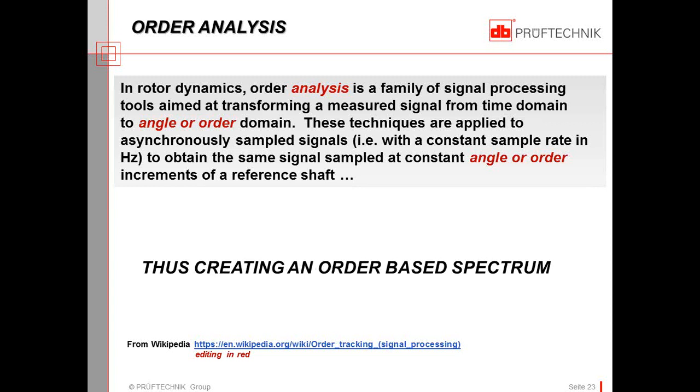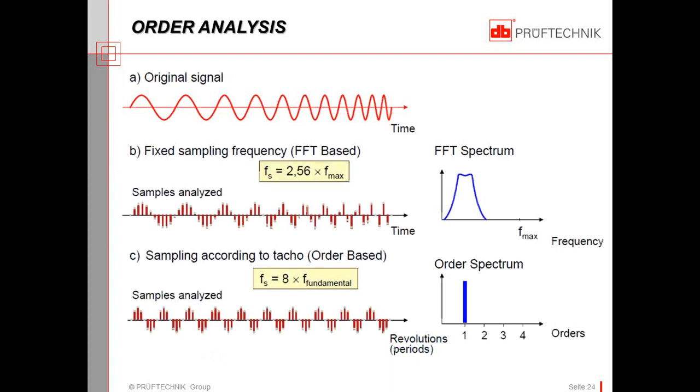Now, the setup for an order-based or an order analysis basically is configured to derive a sample rate as a function of RPM. So if we look at the top signal here, the waveform, we're going from slow speed, long period here, up to high speed, where it's a shorter period. So we're going from slow roll up to some operating speed.